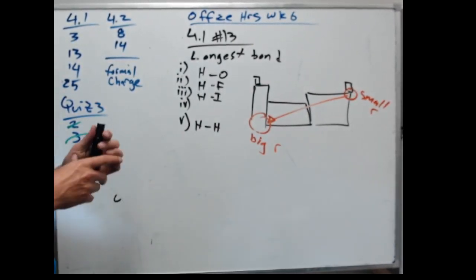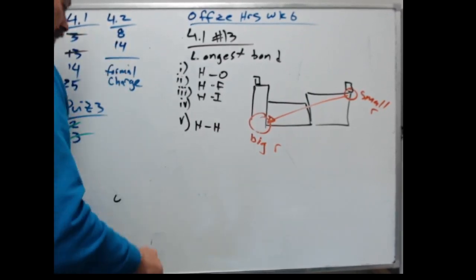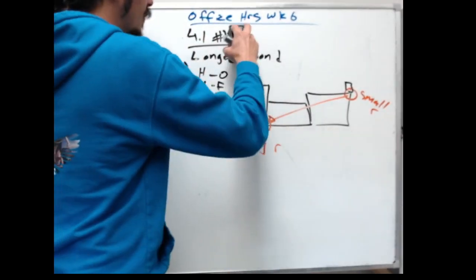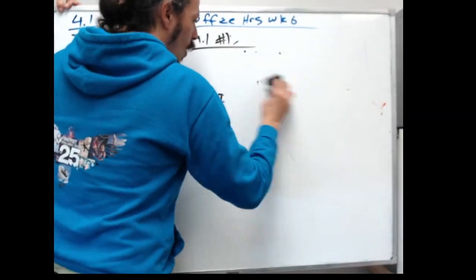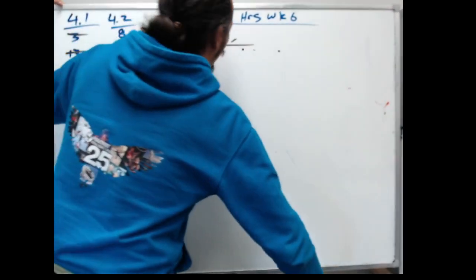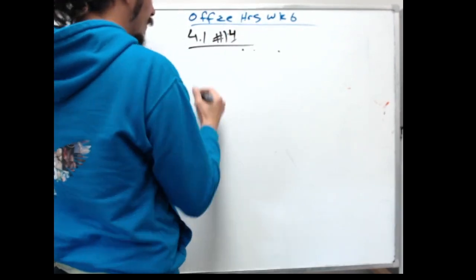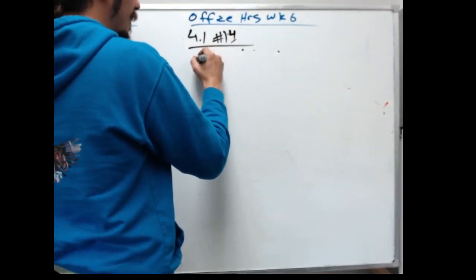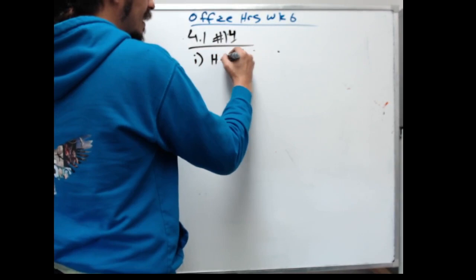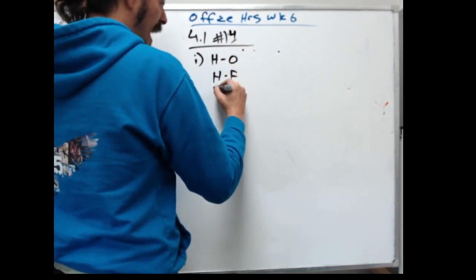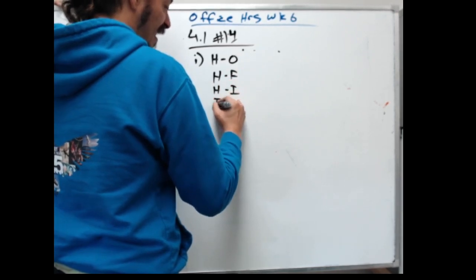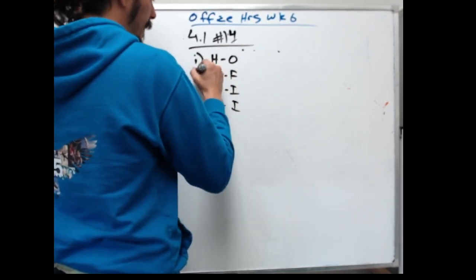Let's check out number 14. Let's just change it with the strongest bond. Oh no, I erased it all. Okay, it's the same. Let's check the same options again. So it was hydrogen, oxygen, HO, HF, HI.